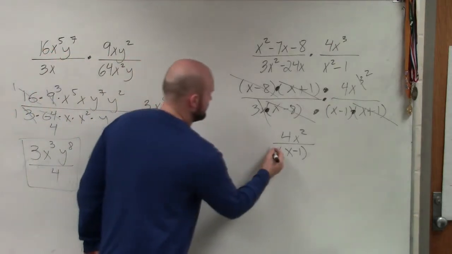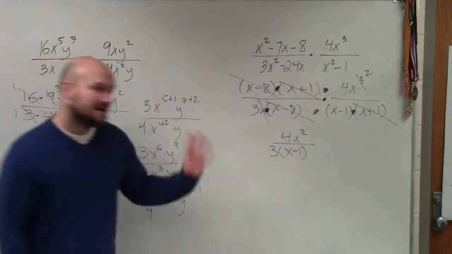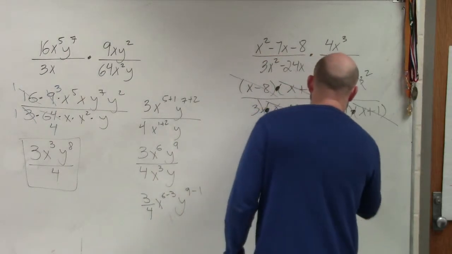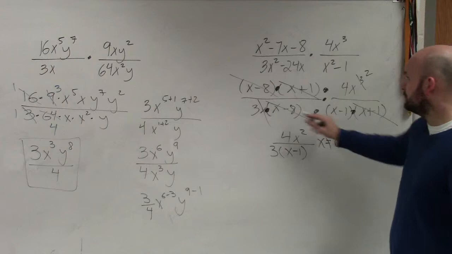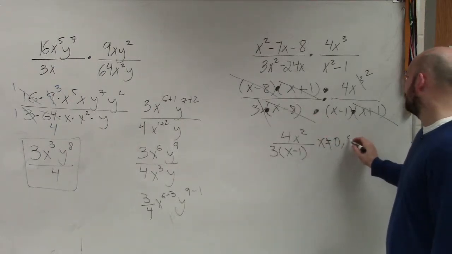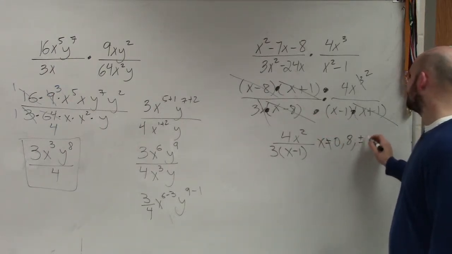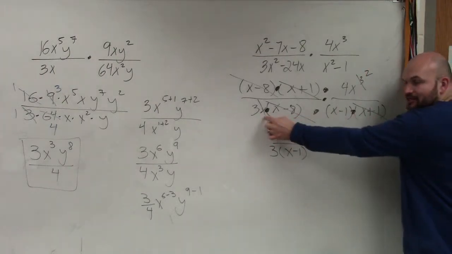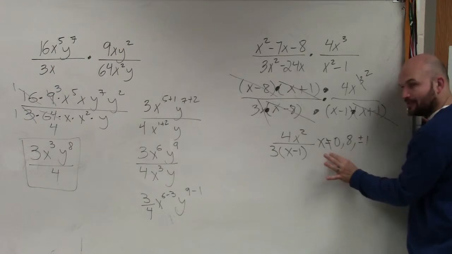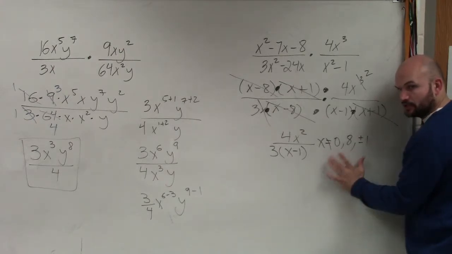Where, again, we want to include where x cannot equal. We go back up to here: x cannot equal 0, x cannot equal positive 8, and x cannot equal plus or minus 1. We go back up and ask what values are going to make our denominator 0. Those are all the values that x cannot equal, so those are going to be your constraints.